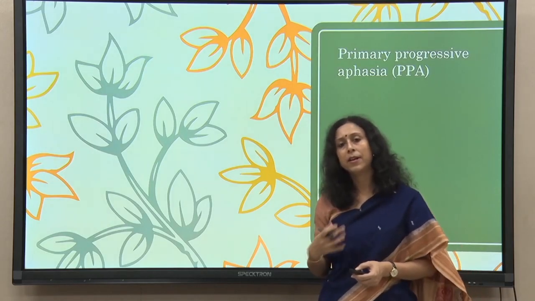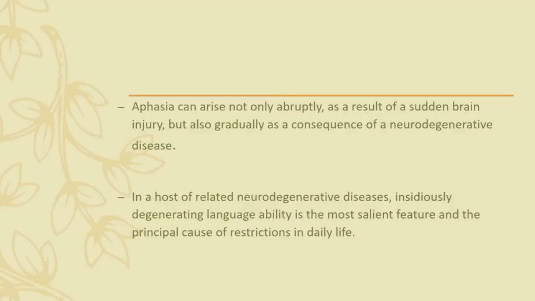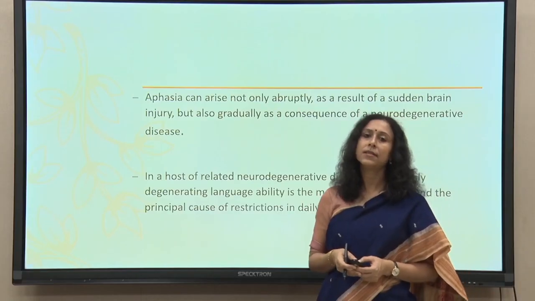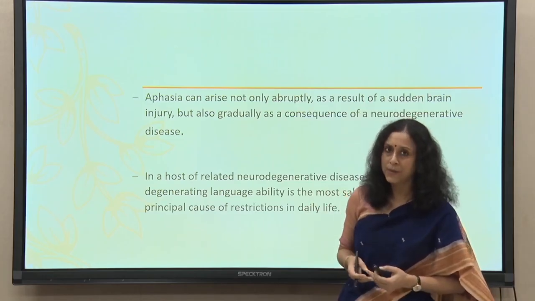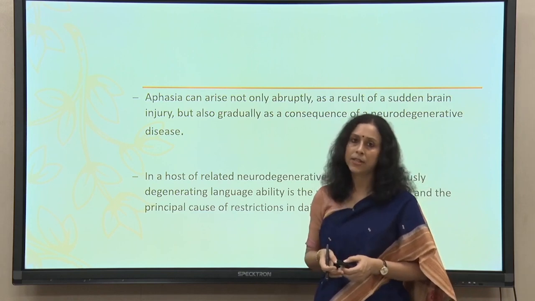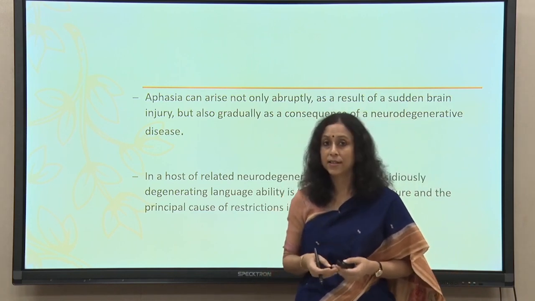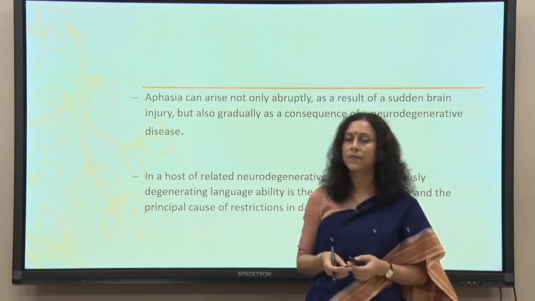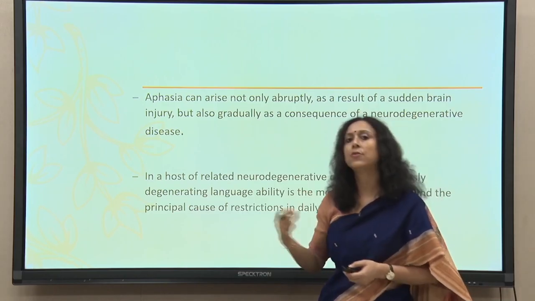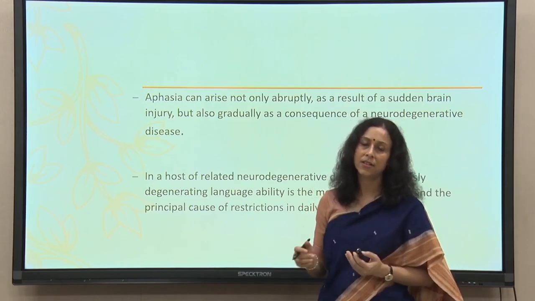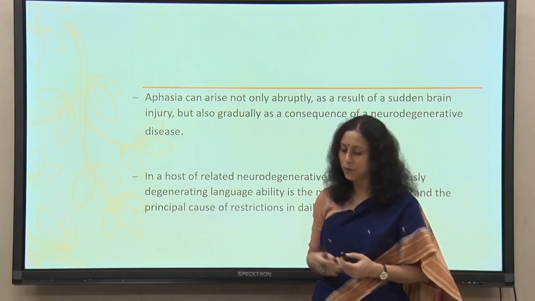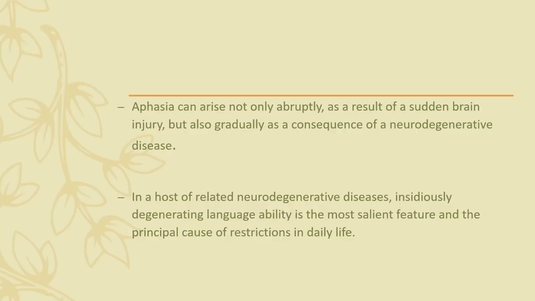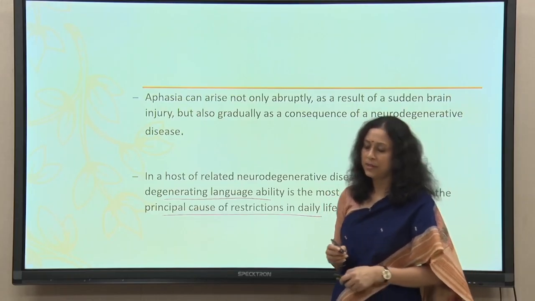However, we know that every kind of aphasia has a neural substrate. There is yet another kind of aphasia which is not caused by an injury to the brain, but by neurodegenerative diseases. Neurodegenerative diseases more often occur in old age. We all know that Alzheimer's and Parkinson's and so on affect people of an advanced age, and this is when neurodegeneration takes place. This is where a different kind of aphasia is also visible, called primary progressive aphasia, because it gradually progresses, depending on how the neural degeneration is taking place, and language gets affected more and more. So, in a host of related neurodegenerative diseases, degenerating language ability is the most salient feature and the principal cause of restrictions in daily life, which is what we often see in patients in advanced age.